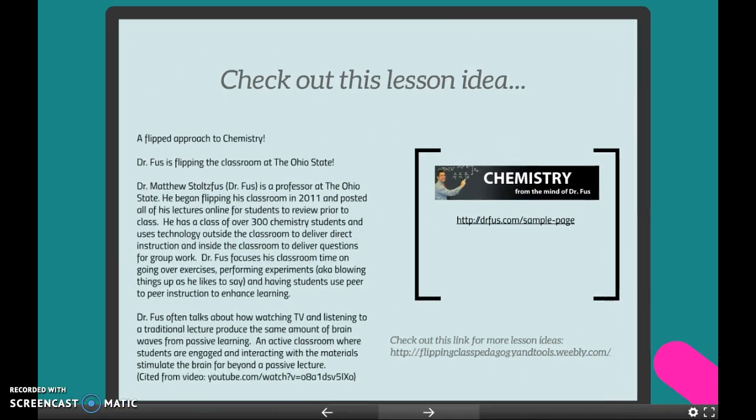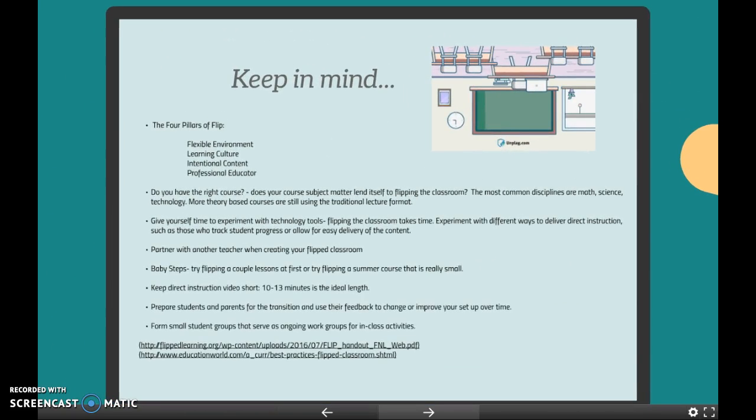So, as our presentation comes to an end, we'd like you to keep a few things in mind. There are 4 pillars to the flipped classroom: a flexible environment, learning culture, intentional content, and the professional educator. You also have to consider, does your course subject matter lend itself to flipping the classroom? The most common disciplines for flipped classrooms are math, science, and technology. Most of the theory-based courses are still using the traditional lecture format.